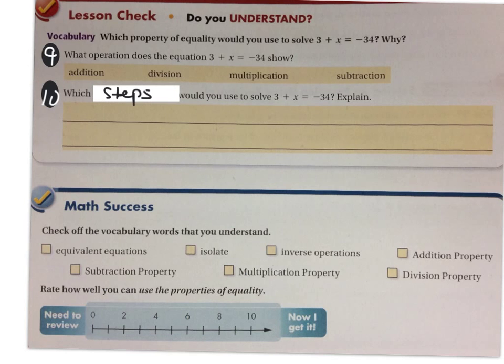For your final entry in your journal, in your notes, tell me what operation this equation shows: 3 plus x equals negative 34. Number 10. In writing, use your words. Which steps would you use to solve 3 plus x equals negative 34? Finally, verify that you know each of these.